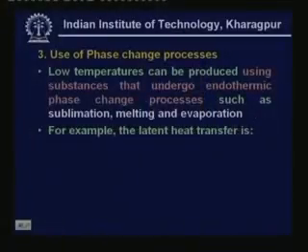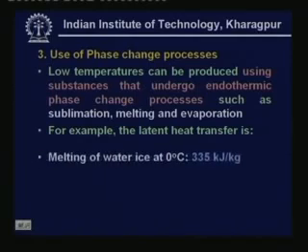Let me give some examples. For example, the latent heat transfer. Let us look at the amount of heat transfer during this process. For example, if I am melting water ice at 0 degrees centigrade, then I can get a heat transfer of about 335 kilojoules per kg of ice. That means when 1 kg of ice melts at 0 degrees centigrade, 335 kilojoules of heat is transferred.